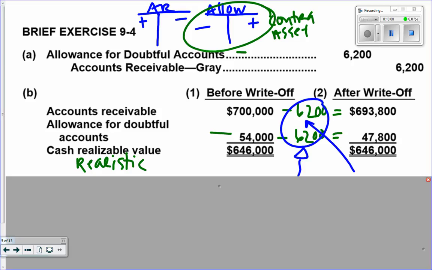What can I answer there? By going through it, did it help clarify a little bit? Very good. Let's move on to brief exercise 9.5. We've got a lot to go.